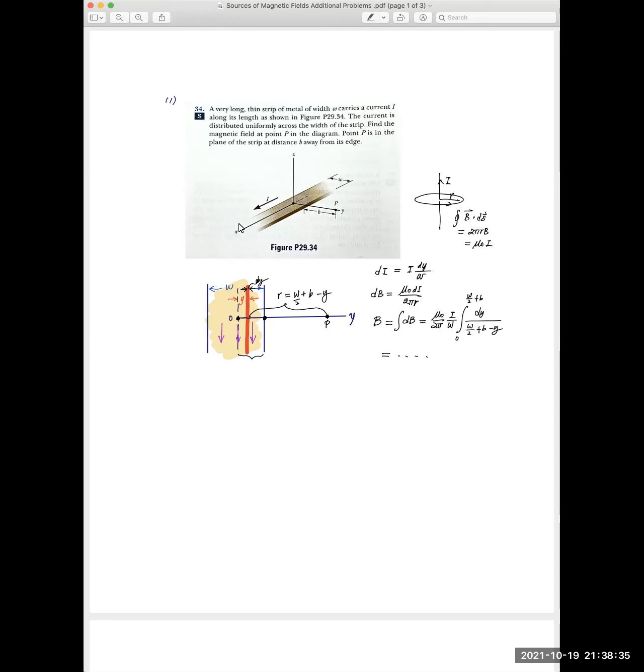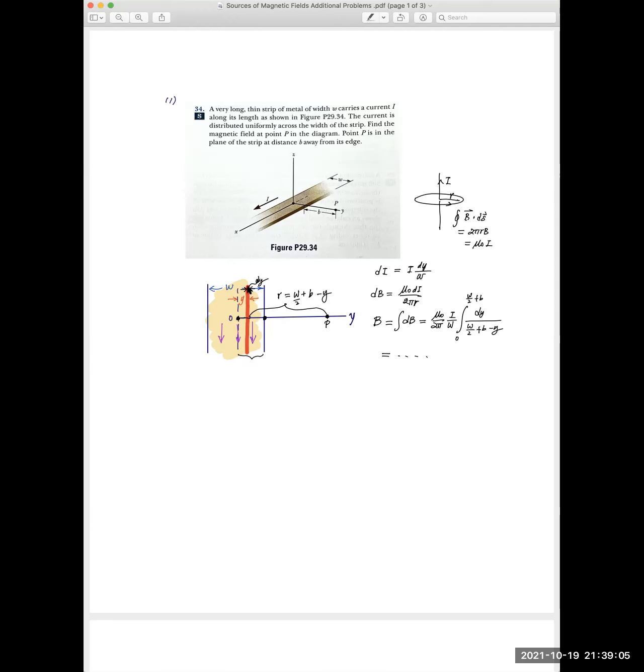Now all these dBs will have the same direction, which in this case is the B at the point P produced by every part of the current, actually pointing upwards, along the positive z direction. If you cut this strip into a whole bunch of thin wires, each wire produces a dB pointing upwards, so you have to add the magnitude of all these dBs up. So you look at this diagram here.